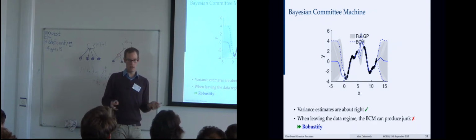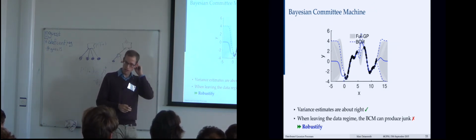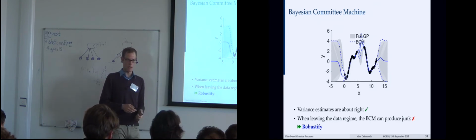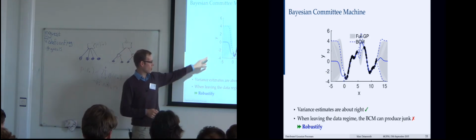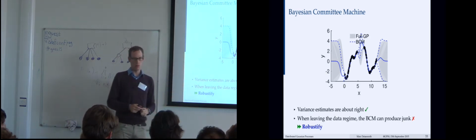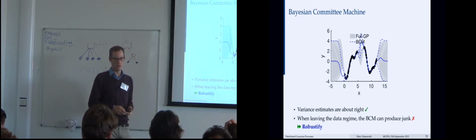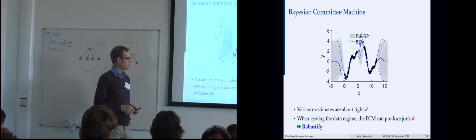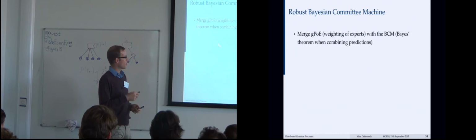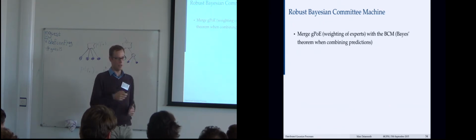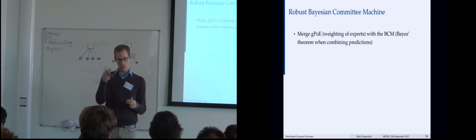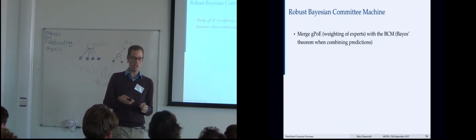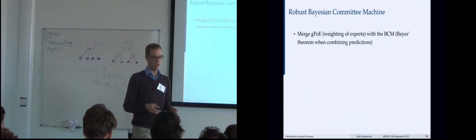I can illustrate that a bit more, but offline, because I don't have too much time left in this talk. But generally we think this model is quite promising, and so our idea was to robustify this in some way. We merged the idea of the generalized product of experts, where we weight each prediction with the confidence of each expert, and the Bayesian committee machine.